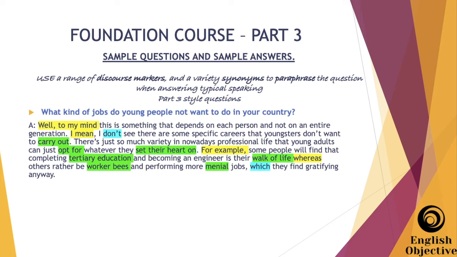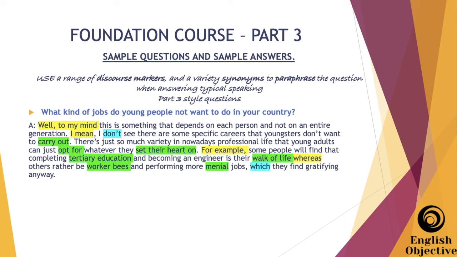For example, so now I'm giving an example. Some people will find that completing tertiary education, so tertiary education is university studies, very nice synonym as well, and becoming an engineer is the walk of life. So walk of life means profession, job, career, okay?